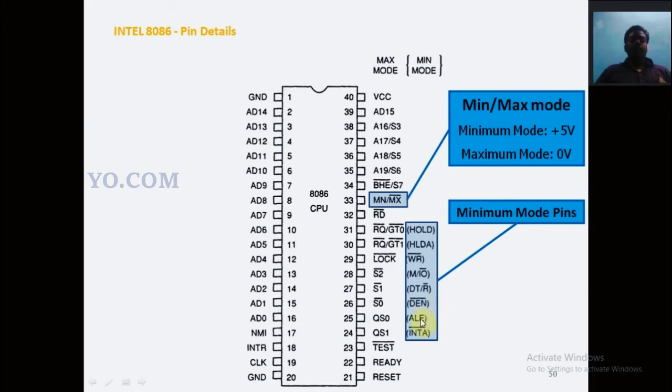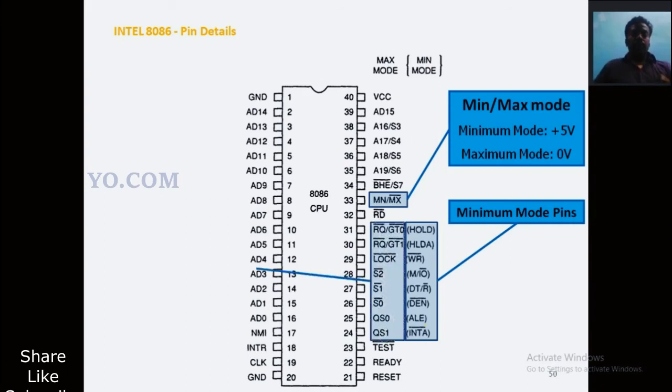Then ALE, which we have already studied, that is address latch enable, that is used to consider whether it is address bus or data bus. Then the last one is interrupt acknowledge, INTA. Interrupt acknowledge is used to acknowledge the interrupt request to the external hardware. So these are the minimum mode pins.